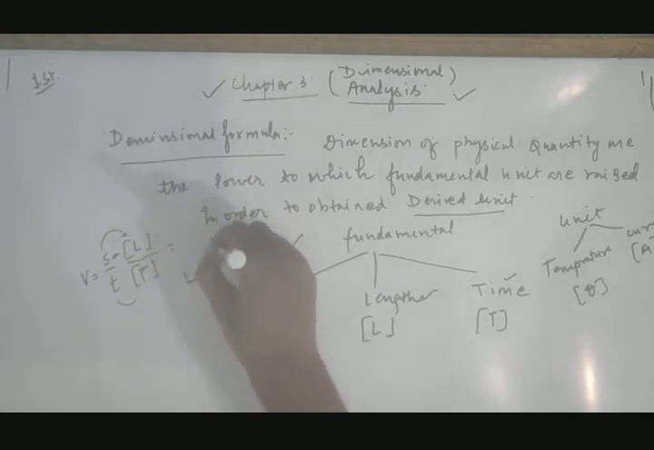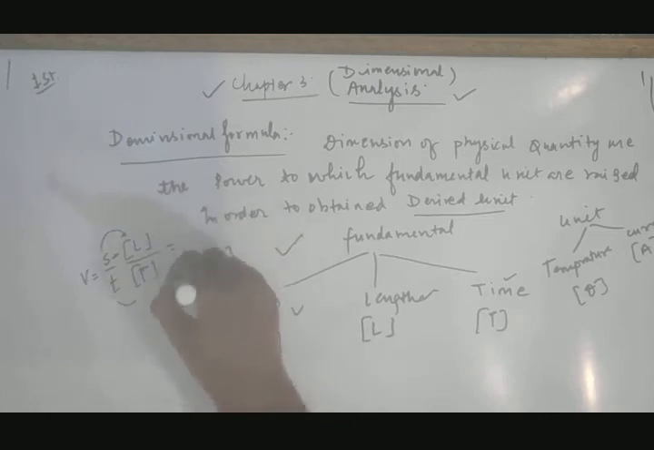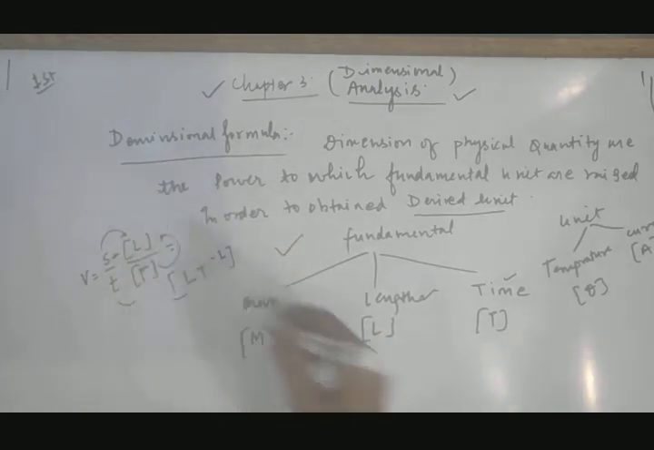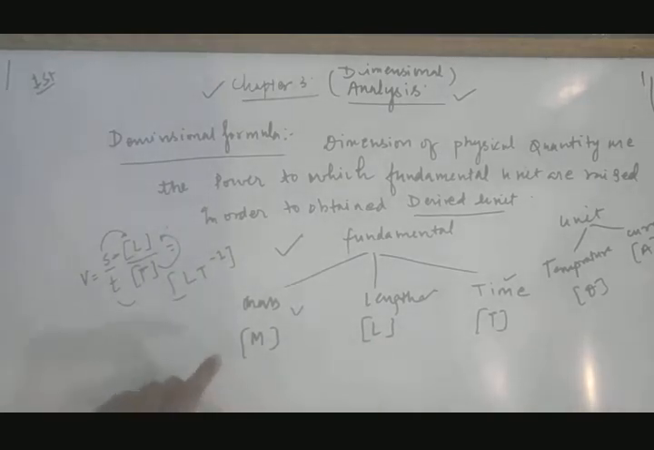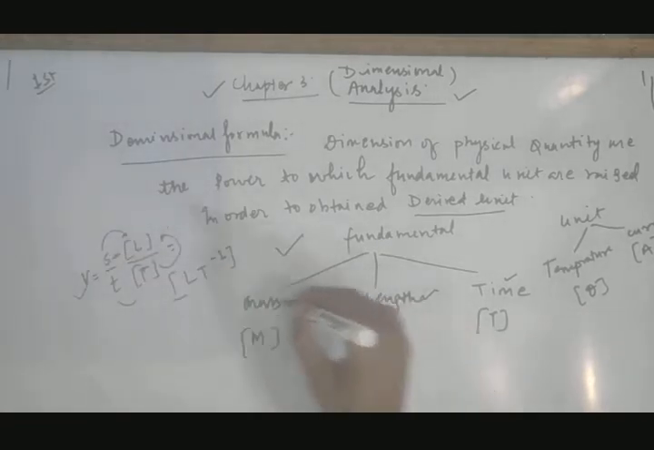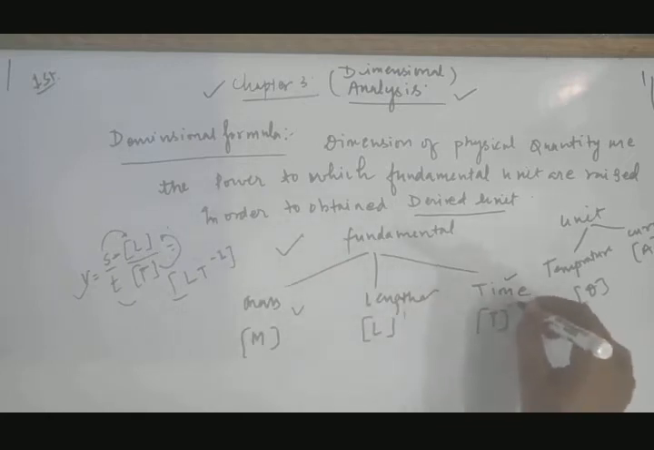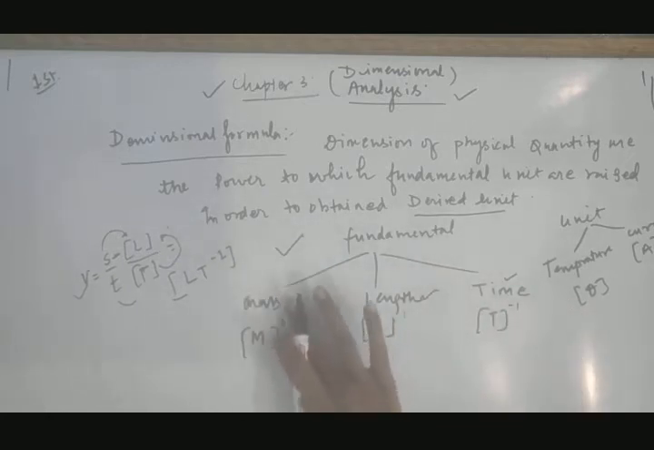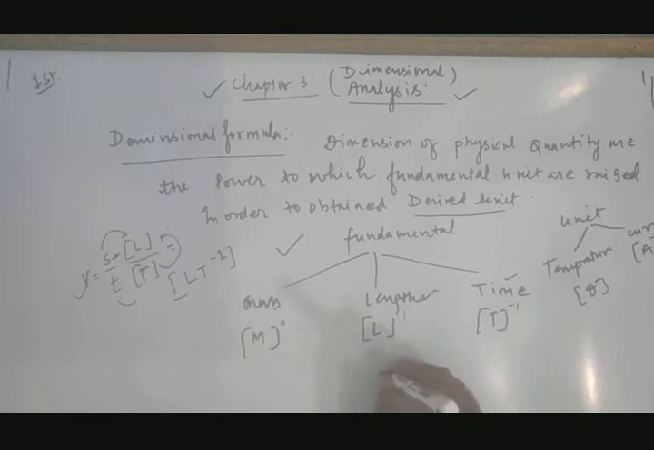So this can also be written as LT inverse. We take T as a numerator, so the dimension for velocity is LT inverse. In this dimension of velocity, length has the power 1 and T has the power -1, and mass has the power 0. So ultimately we have the dimension for velocity as LT inverse.